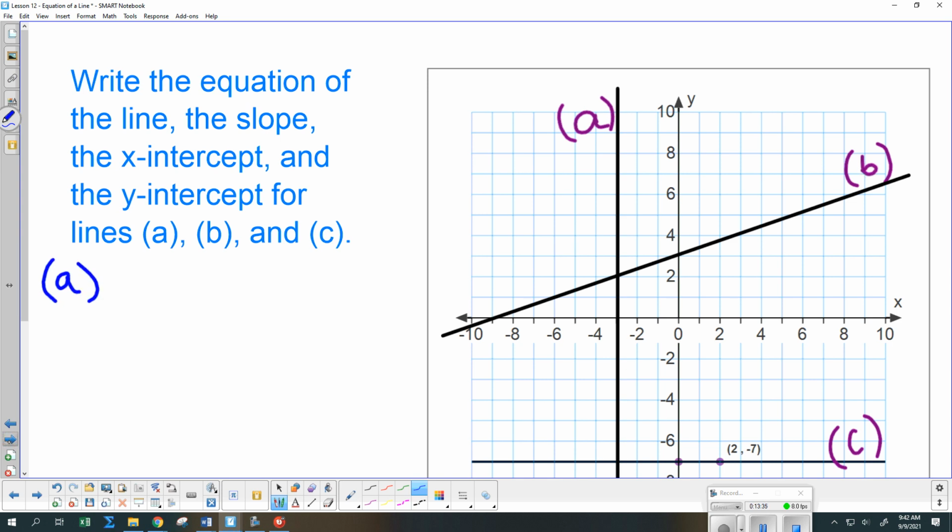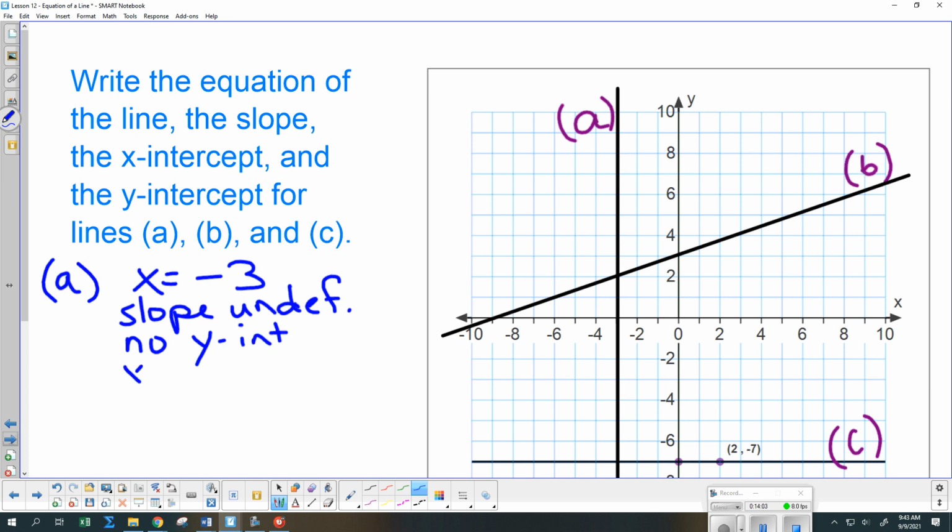So A is a vertical line. Vertical lines, was that always x equals or y equals? Let me see. For that one, no matter where I am, the x is always -3. So I can simply say that one is x equals -3. It's vertical, so the slope is undefined. It does not cross the y-axis, so there is no y-intercept. The x-intercept is (-3, 0), this point right here where it crosses the x-axis.